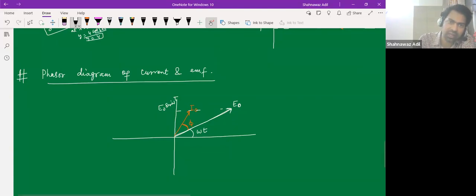But for the case of I, what is the angle that this I is making? 90 degrees. So this is omega t. How much is this total angle? This is the angle that I naught is making, right? Total angle. So you have this angle. From here to here, this is omega t, and then here to here, this is phi. So the total angle is omega t plus phi, right? And this is your I.